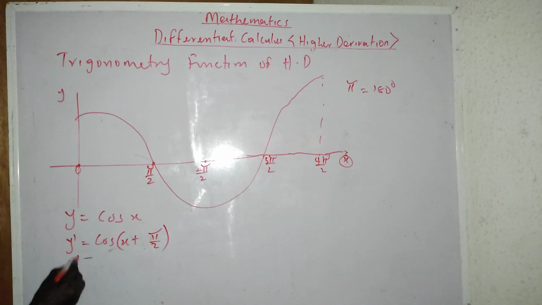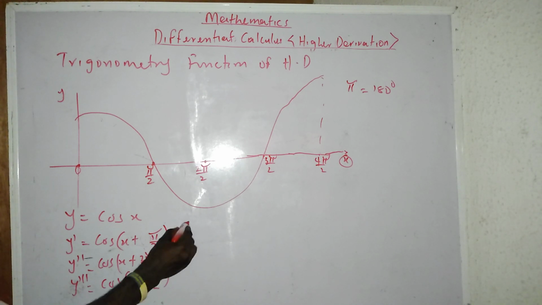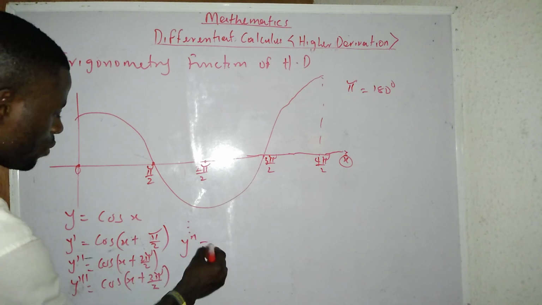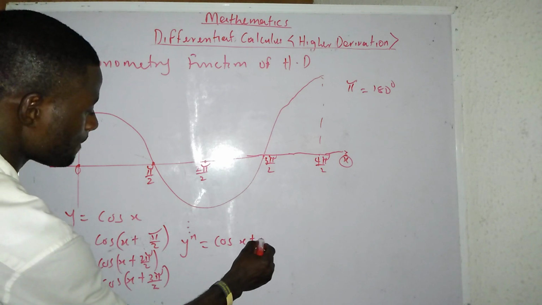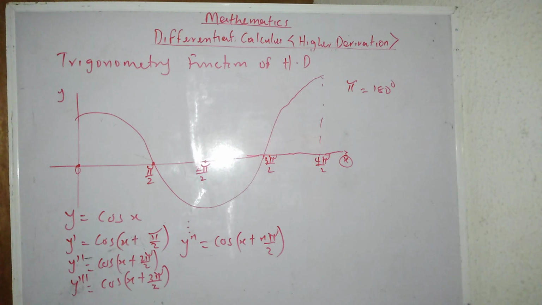At the second period, I will have cos (x + 2π/2). At the third one, I will have cos (x + 3π/2). Now, I can run to the n periods, which I will have cos (x + nπ/2). That is all.